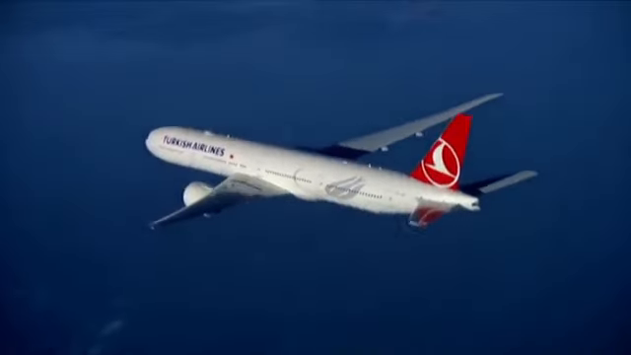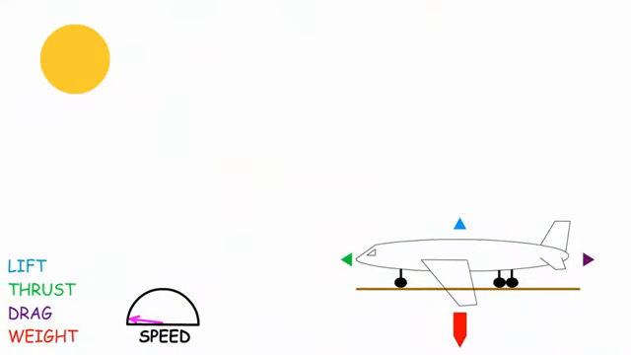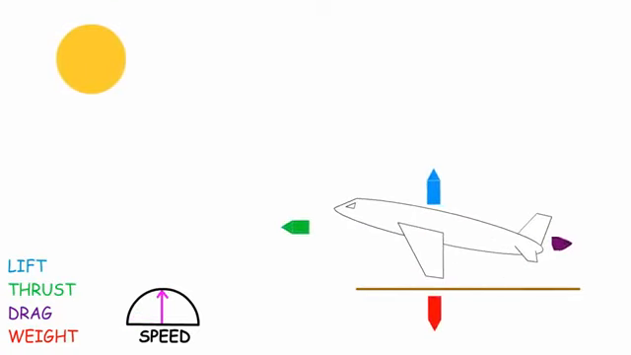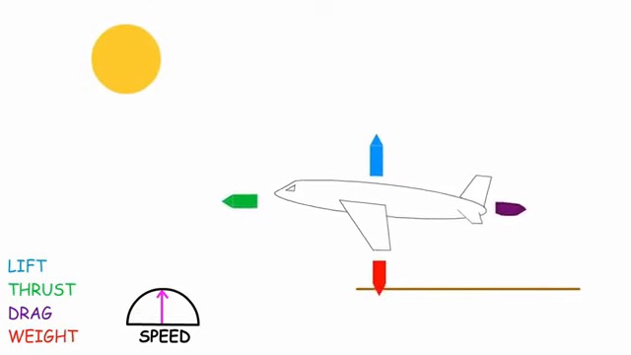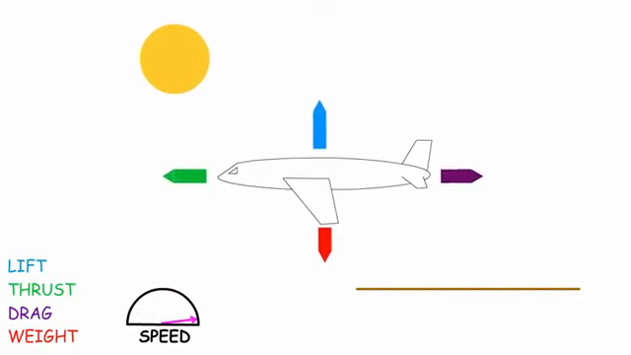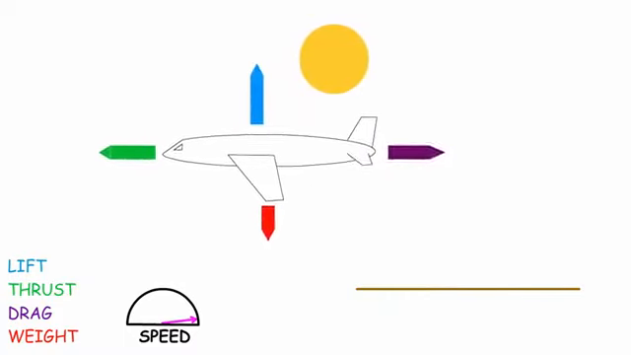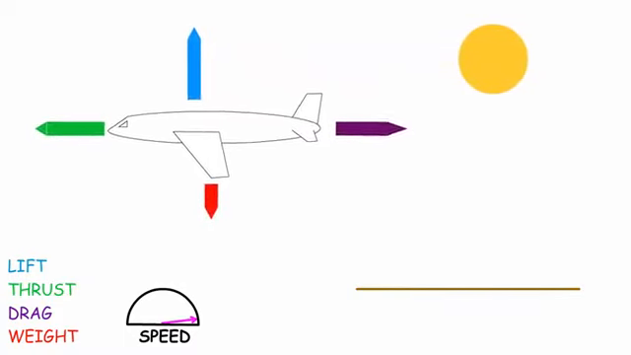Wings generate lift pushing the airplane upwards, while the forward movement of the plane is generated by a thrust force, which is provided by an engine. And competing with the lift force is the weight of the plane, and competing with the thrust force is the drag on the plane.